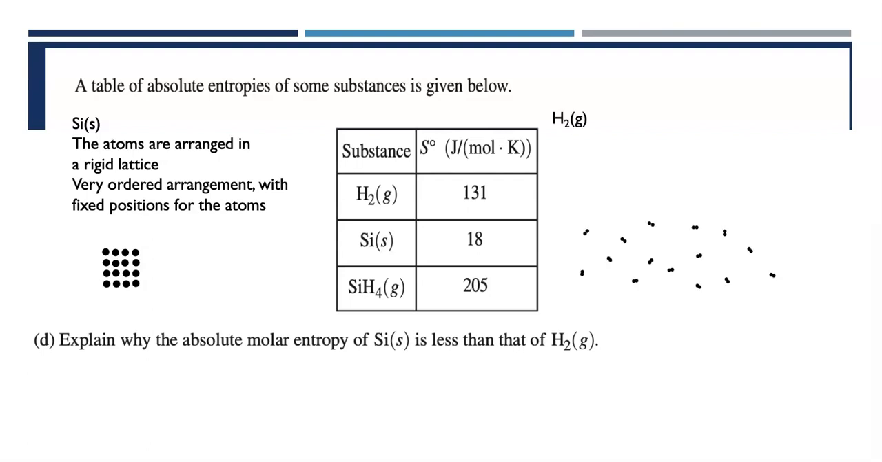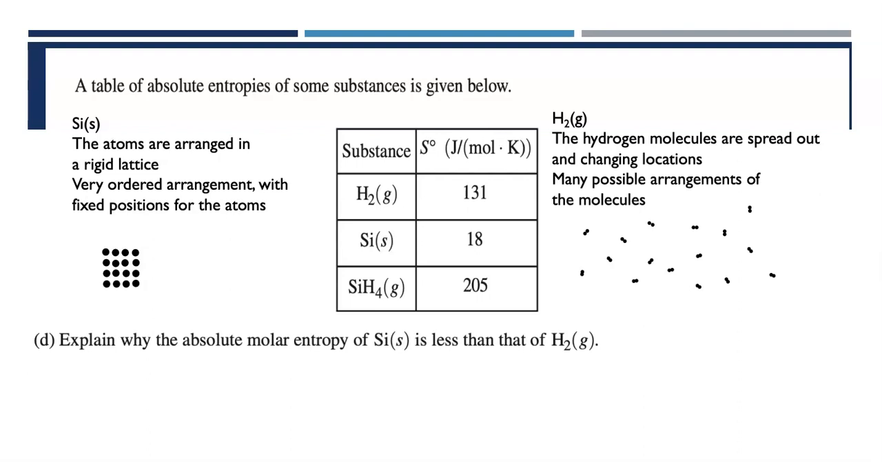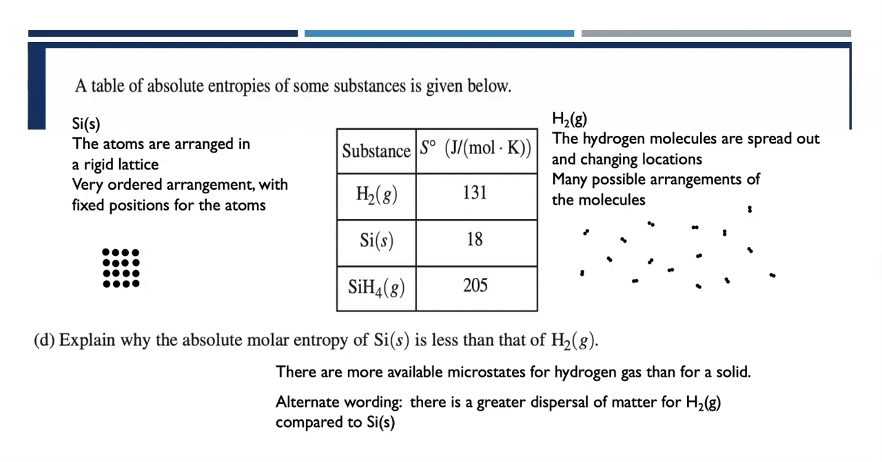Hydrogen gas, of course, is a gas, and the particles are very far away from each other, and they're moving around, which I don't really show well in the static model, but there's a lot of space between those molecules. The molecules are spread out and they're changing locations, and there's a lot of different ways to arrange the molecules, and of course it's always changing. So when we talk about entropy, we really want to talk about how many ways are there to arrange the particles. We have a lot more possibilities with a gas than with a solid. A formal way of saying this, there are more available microstates for hydrogen gas than for solid silicon. Another way you could phrase this is to say there's a greater dispersal of matter for hydrogen compared to the solid silicon.